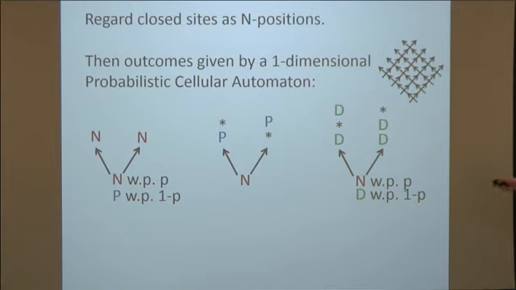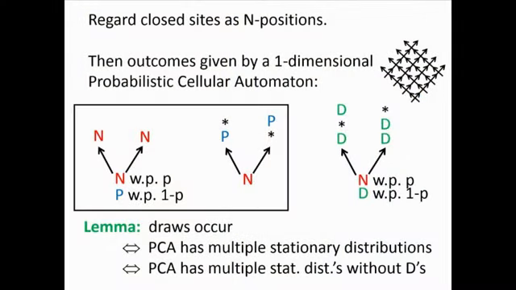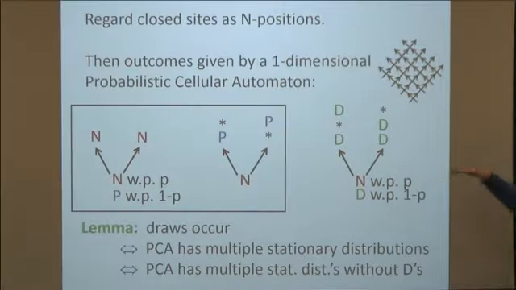One way to look at it is as a probabilistic cellular automaton. If you know the two states above you, then there's just some rule for computing the one below, and sometimes you have to toss a coin. Okay? So here's a lemma, which I'm not going to prove. Draws occur if and only if this probabilistic cellular automaton has multiple stationary distributions. A stationary distribution means you have some distribution on the configuration of a diagonal, and then you propagate it one down, and it still has the same law. Okay?